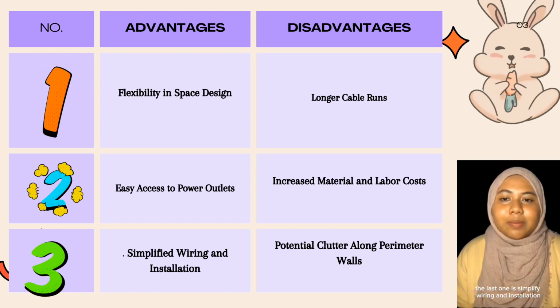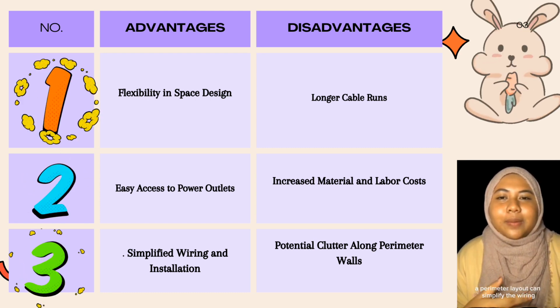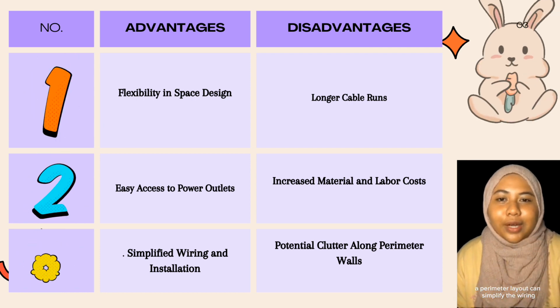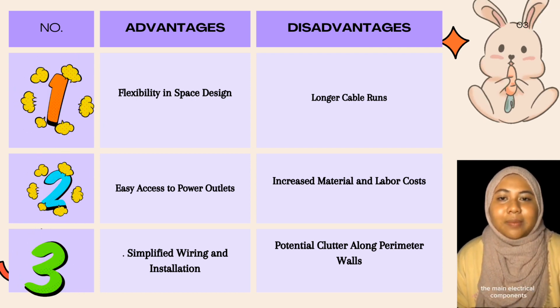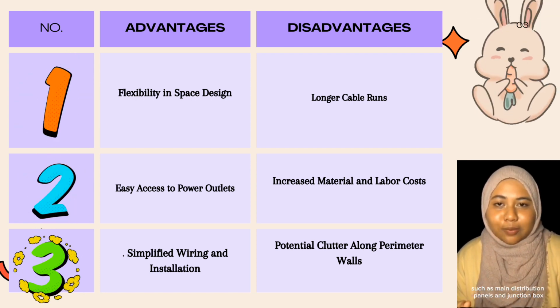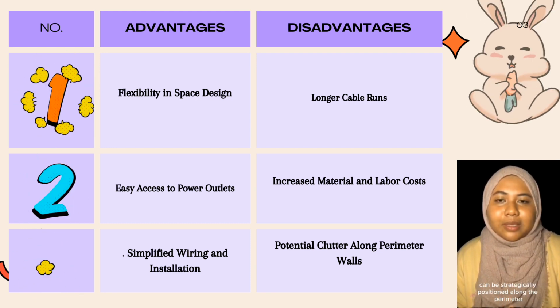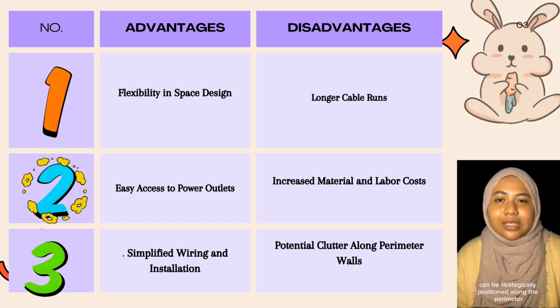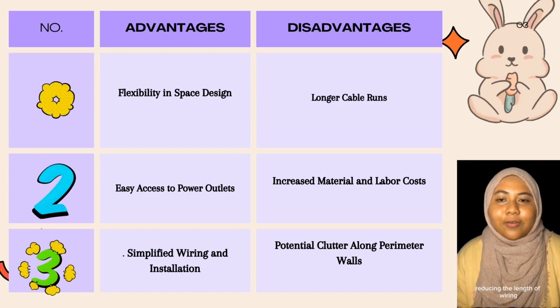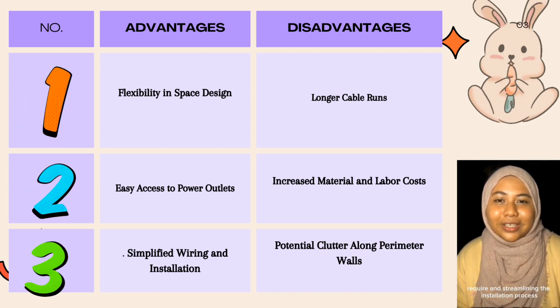The last one is simplified wiring and installation. A perimeter layout can simplify the wiring and installation process. The main electrical components such as main distribution panels and junction boxes can be strategically positioned along the perimeter, reducing the length of wiring required and streamlining the installation process.